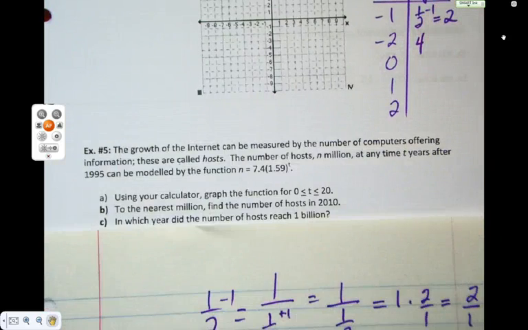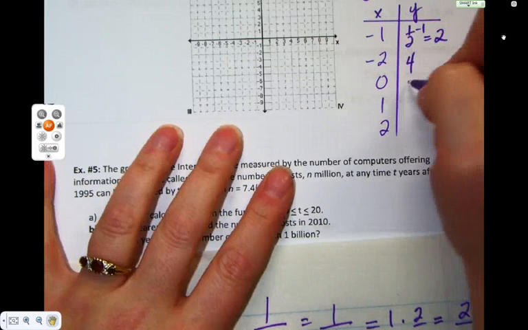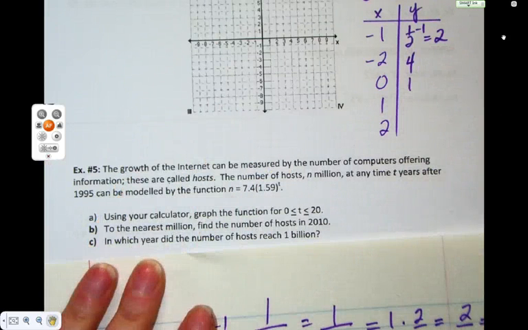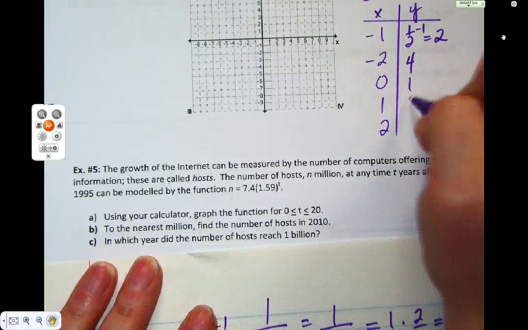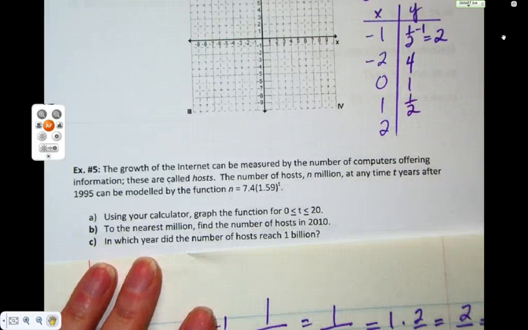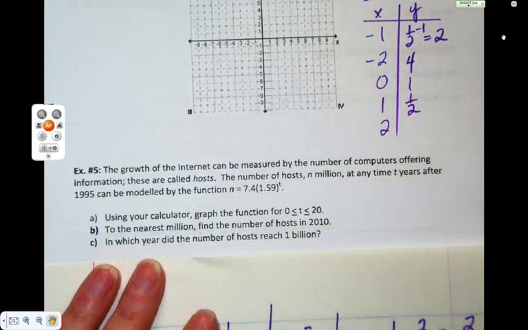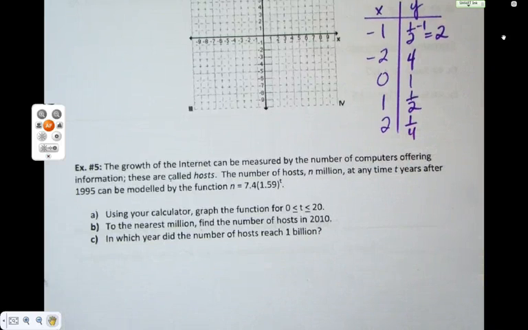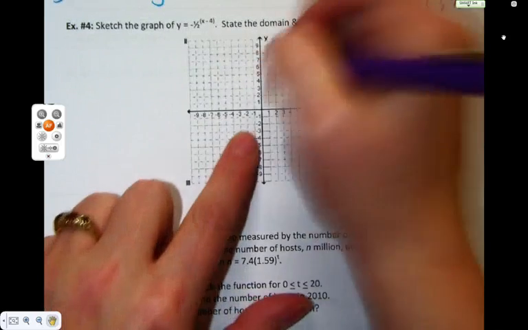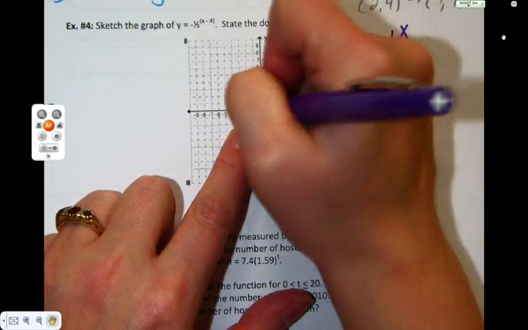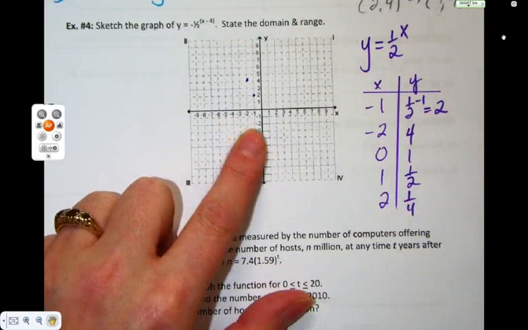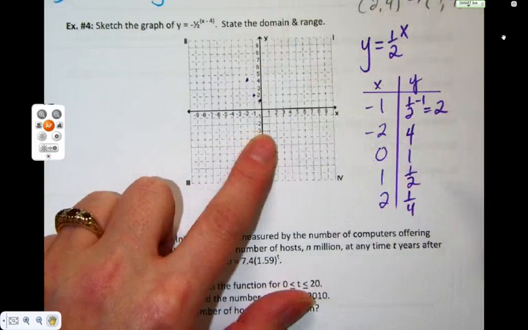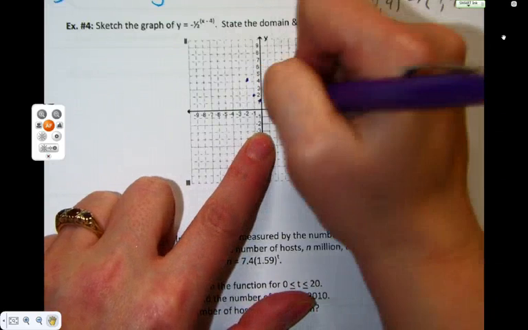Then when we get to 0, anything to the 0 is 1, no thinking. Anything to the 1 is itself, so that has to be a half. A half squared is a quarter: square the top, square the bottom. Okay, so negative 1 and 2, negative 2 and 4, 0 and 1, 1 and 1/2, 2 and 1/4.